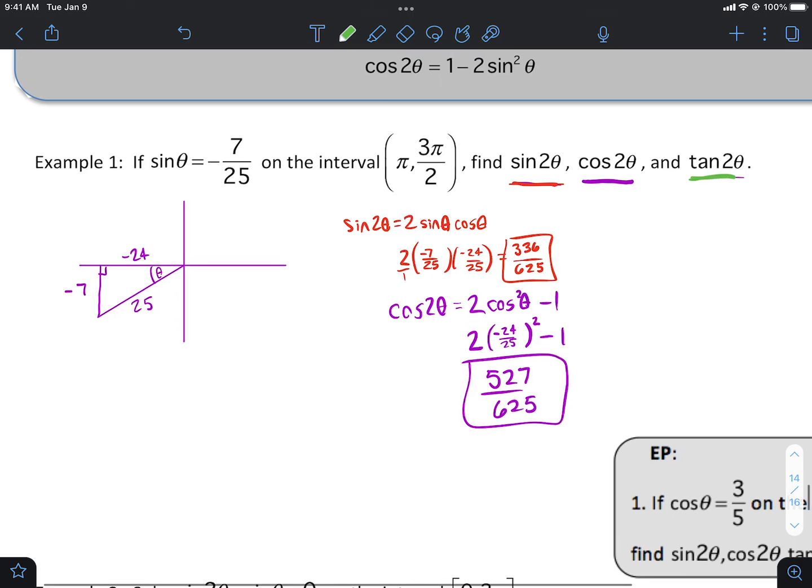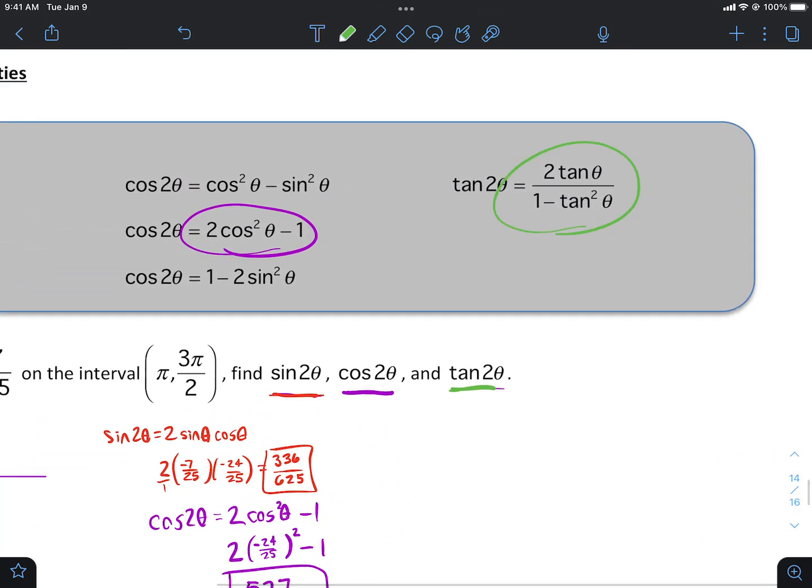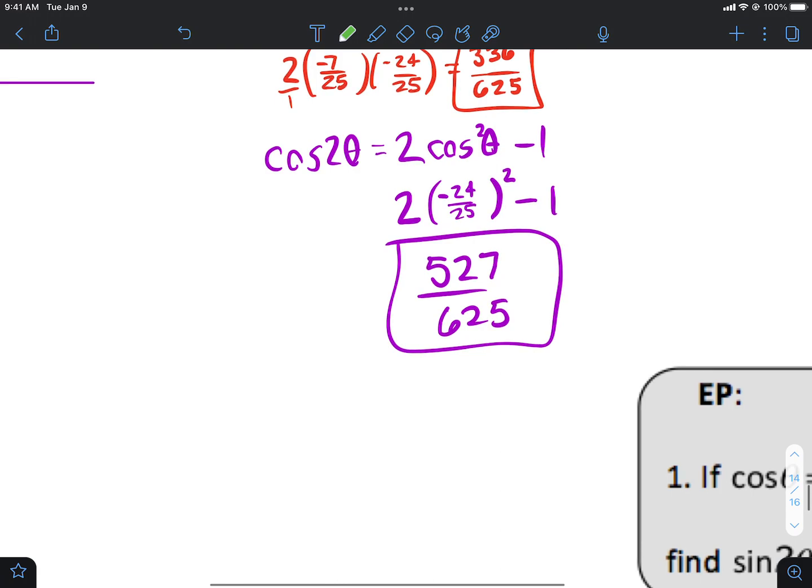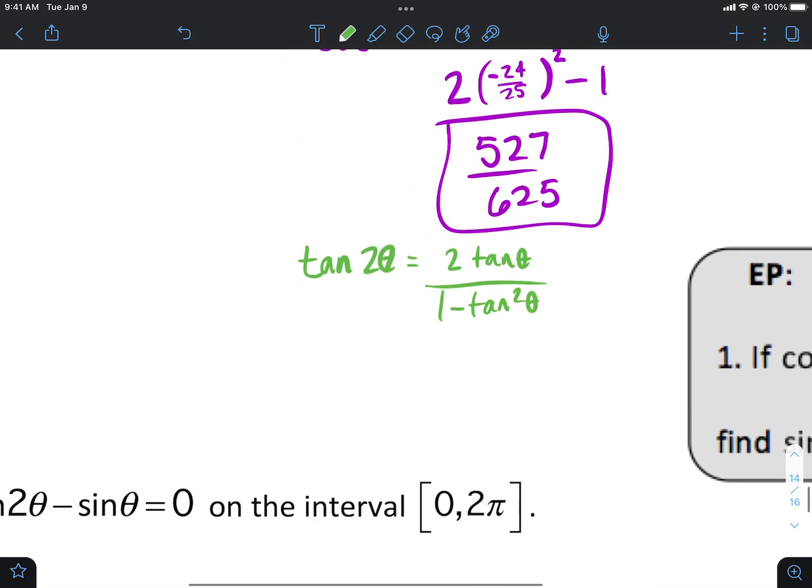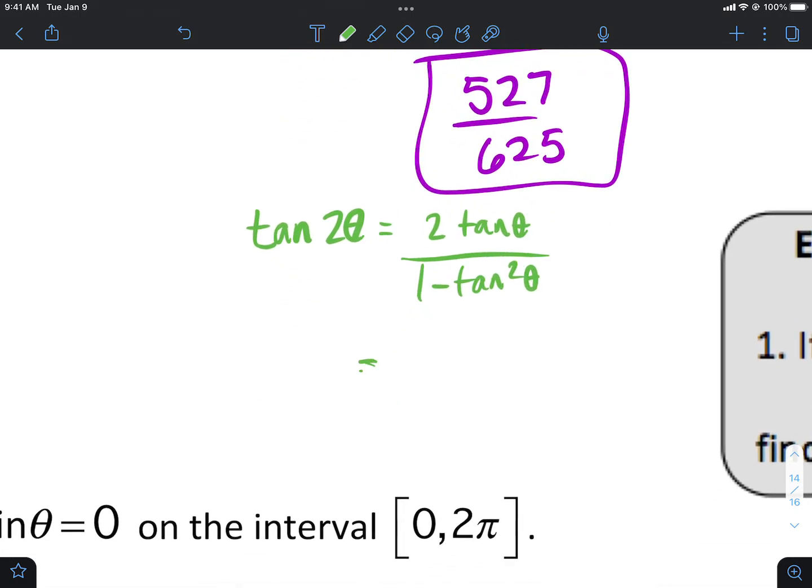Do this one here in green. So you've got your formula right up here. Let me write that down. That is tangent 2 theta, and that's actually 2 times tangent of theta over 1 minus tangent squared theta. So that one's got a couple little details you have to be careful on.